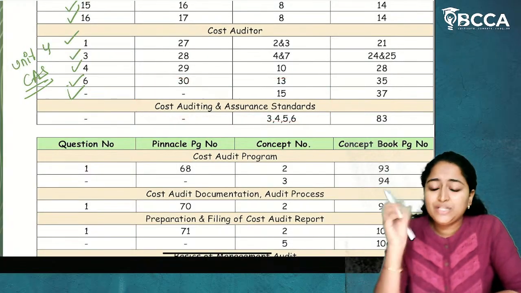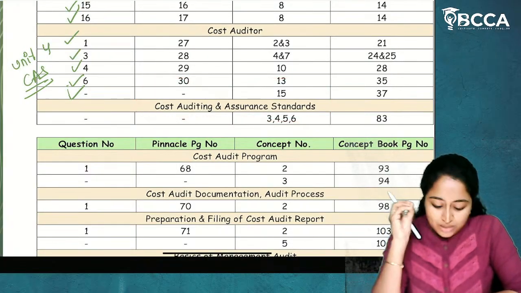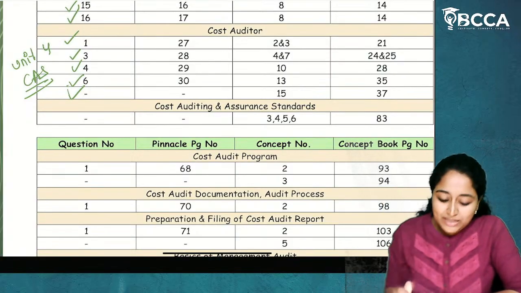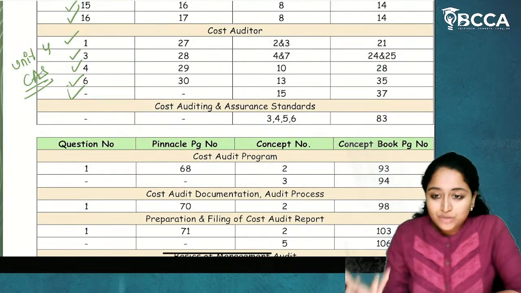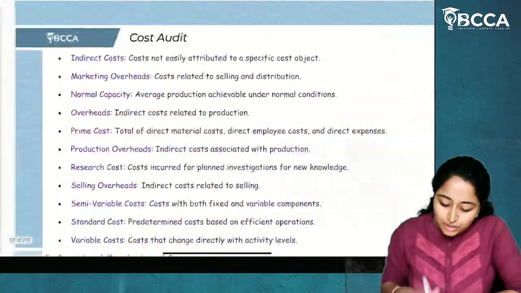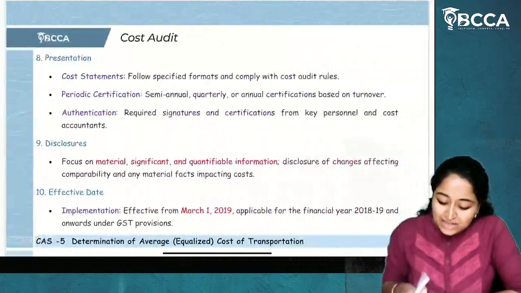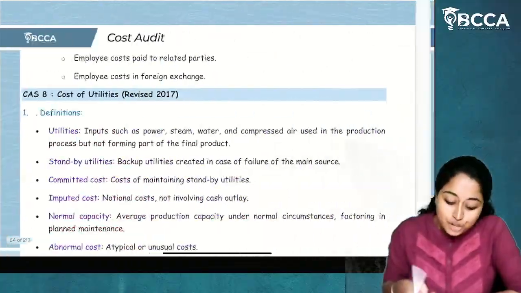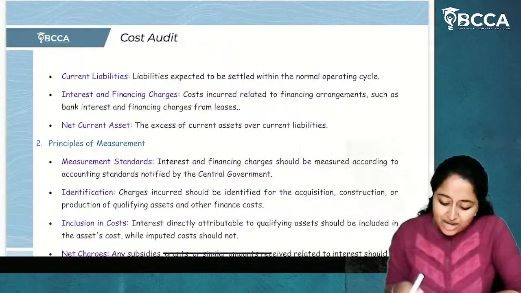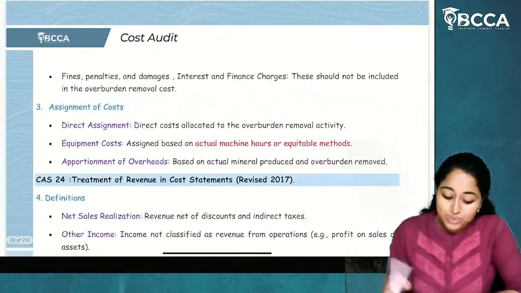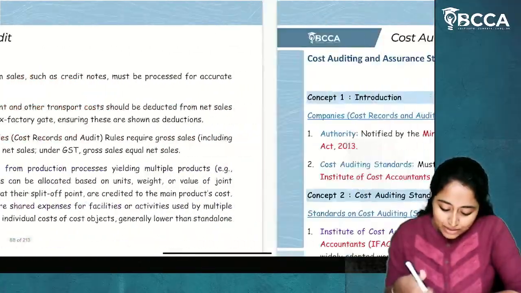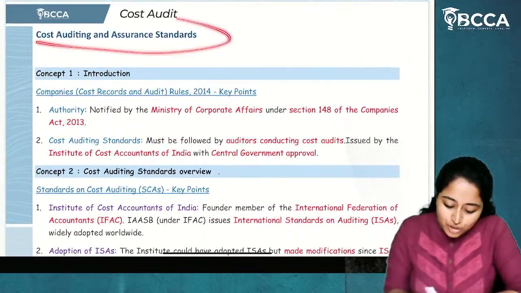Now, the last unit for this particular session is cost auditing and assurance standards. If we come to cost auditing and assurance standards, let us see how the questions are framed and what topics we have. These are the standards which have to be complied with by the cost auditor. These are the guidelines which are given to the cost auditor when he is doing his work. So this is cost auditing and assurance standards.